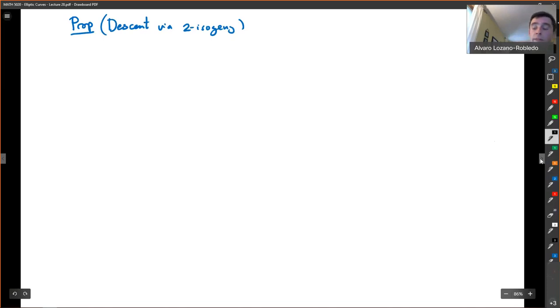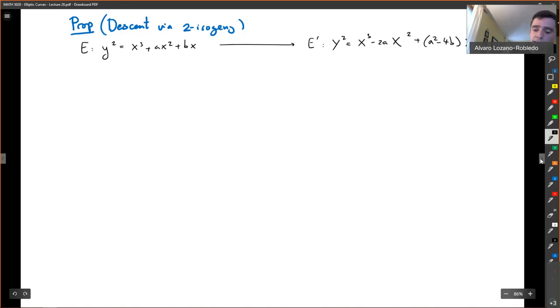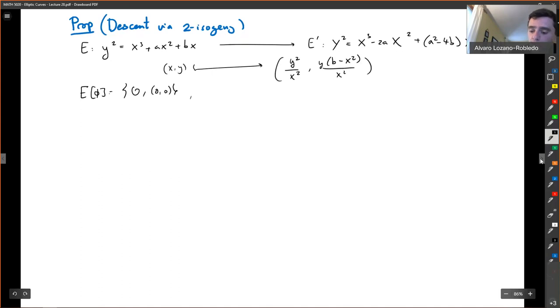And it says the following, that we have a map. If I have a two isogeny that goes from E to E prime, y squared equals x cubed minus 2a x squared plus (a squared minus 4b) x, that sends (x,y) to (y squared over x squared, y(b minus x squared) over x squared). We let E[phi] be O and (0,0), and let S be, as always, M_K infinity union primes dividing 2b(a squared minus 4b). That encompasses bad primes and primes dividing 2.